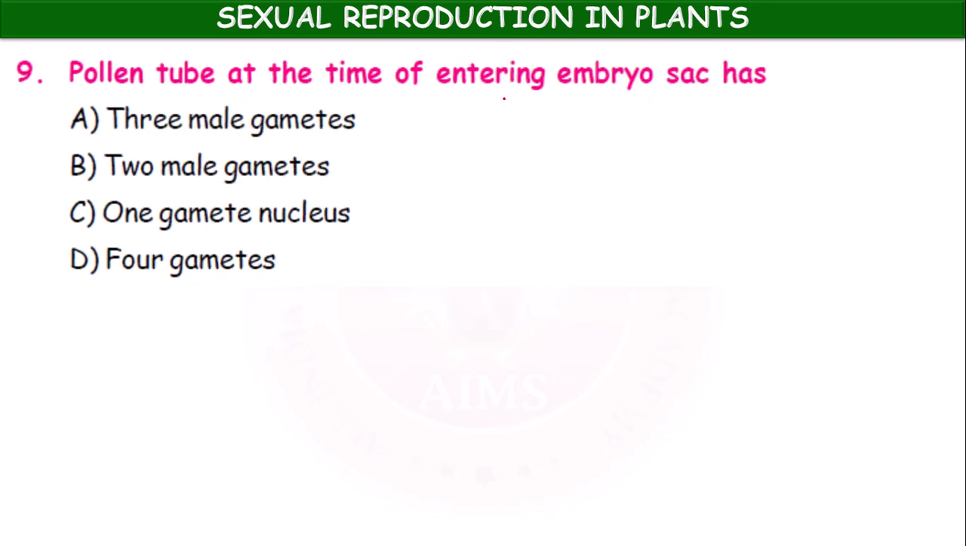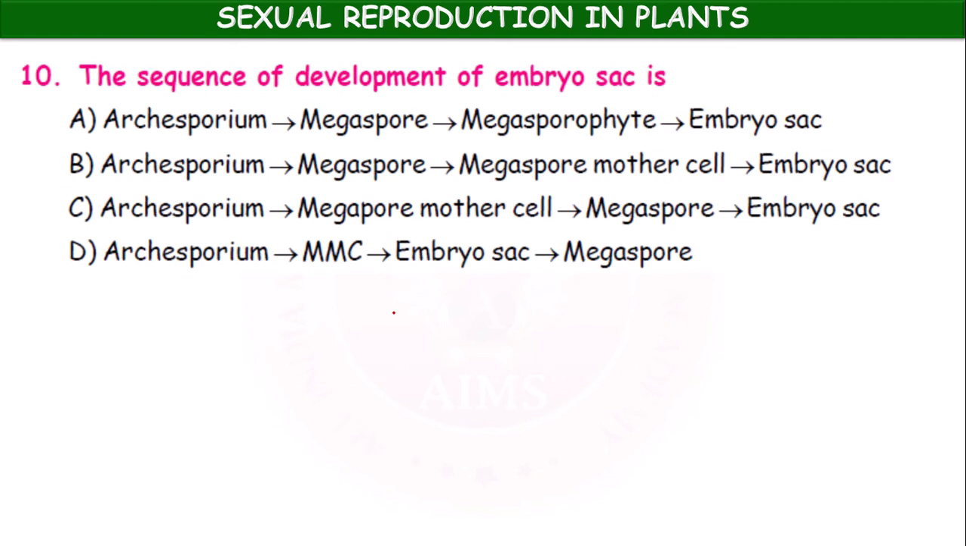The pollen tube at the time of entering the embryo sac has 3 male gametes, 2 male gametes, 1 male gamete, 4 male gametes. How many? 2 male gametes. Okay? First tube cell and generative cell. The generative cell divides into 2 male nuclei.